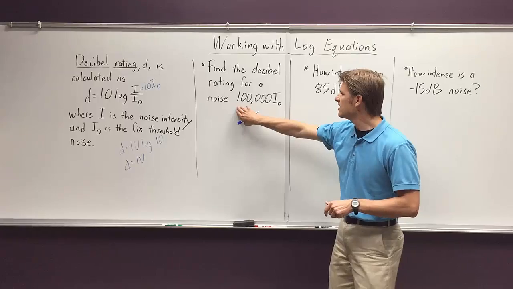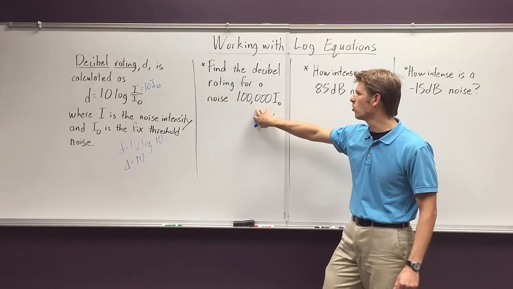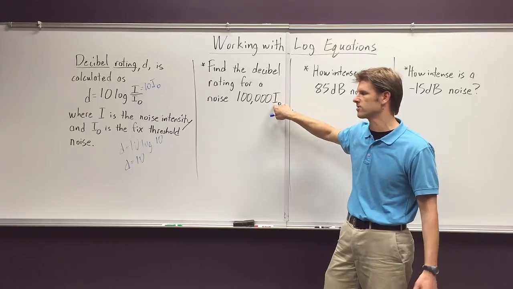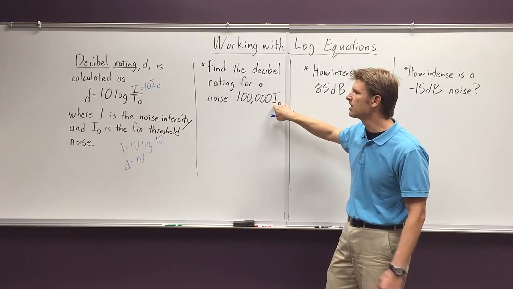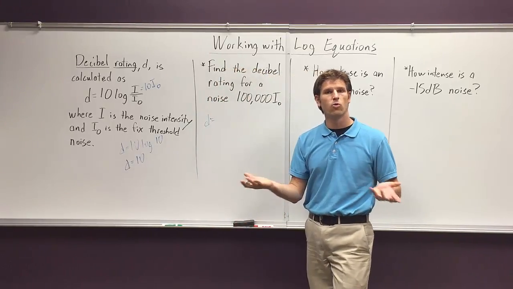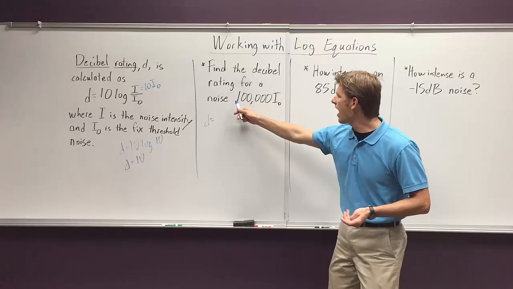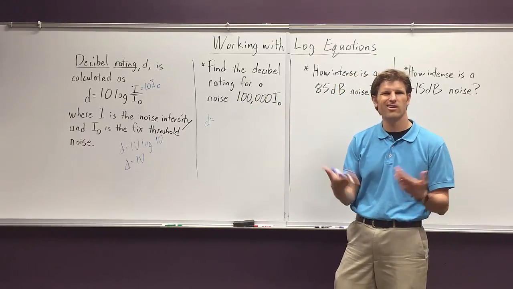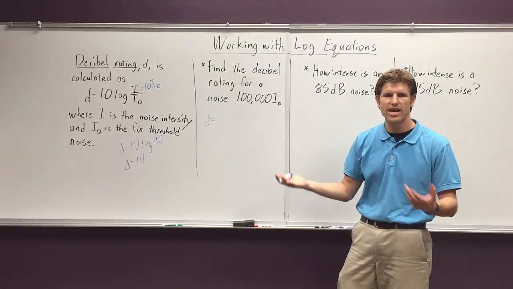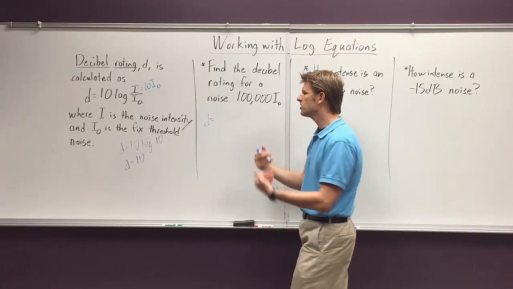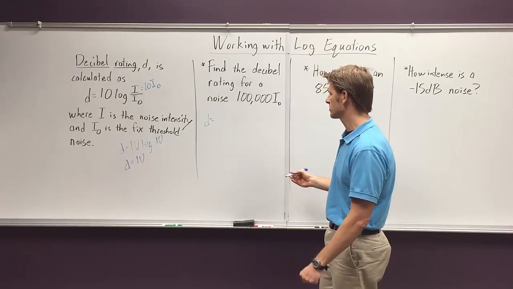Okay, for instance, here's a noise. Find the decibel rating for a noise 100,000 times the smallest noise an average person can hear. Okay, let's see what that comes out to. This will also tell you why we use the decibel system. After you start getting a slew of zeros here, most people have trouble telling what's the difference between 5 zeros, 8 zeros? But there really is a difference. And so the decibel system helps you to understand how big or how small noises are.